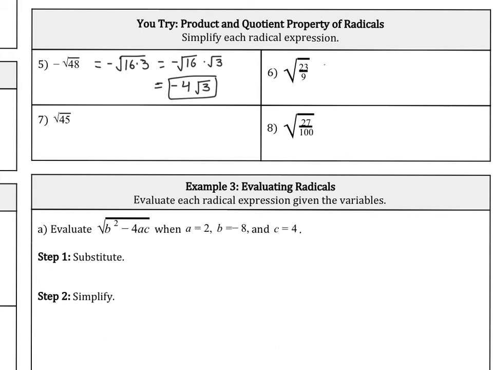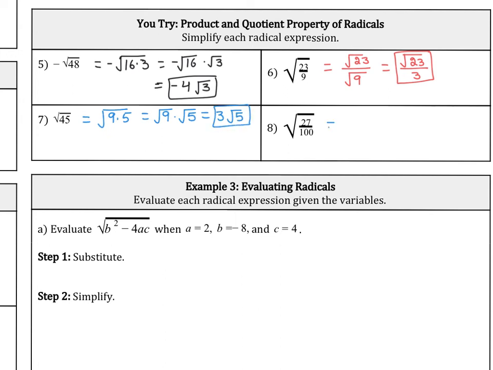Question number 6, you're going to separate the dividend, which is square root 23, divided by the divisor, square root of 9. Square root of 23 remains as it is, and square root of 9 is 3. For 45, you can multiply 9 times 5, and you can separate them as square root of 9 times square root of 5. That is 3 times square root of 5, and that's going to be your answer.